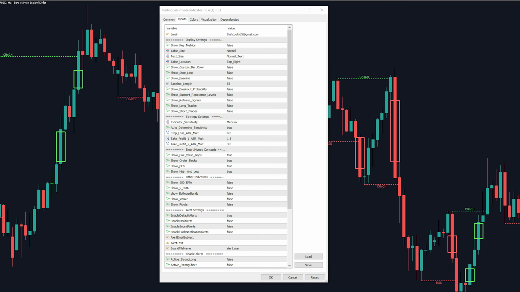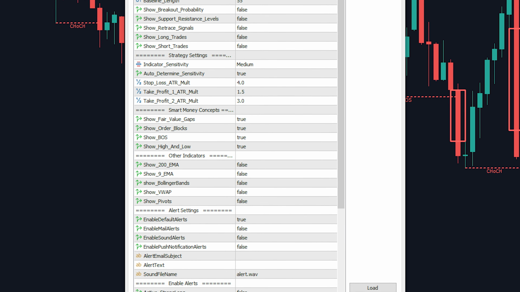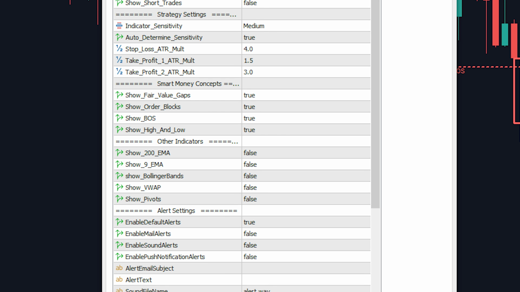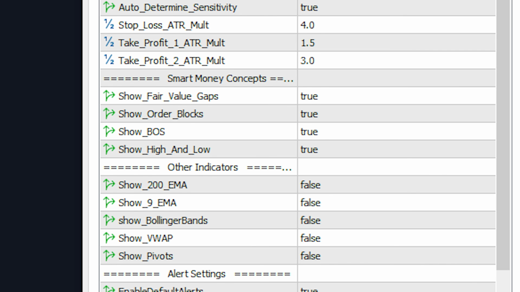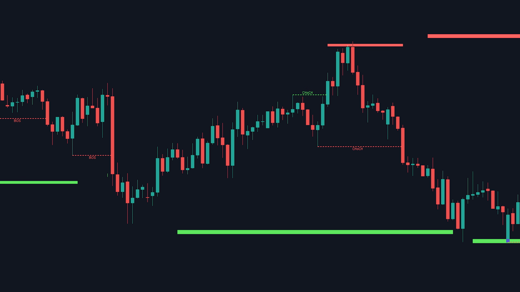So what I do when using this strategy, I'll go to the settings of the indicator and disable absolutely everything besides the smart money concepts. This will enable everything you need for this strategy. As you can see, the indicator has already labeled everything for us. It's beautiful. Okay, so let's do some live examples.